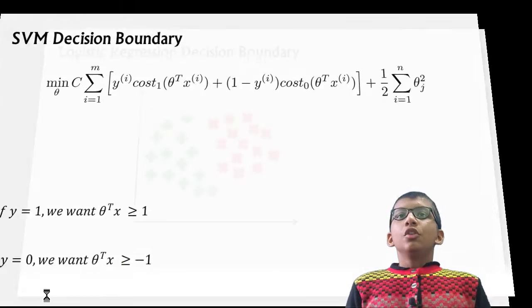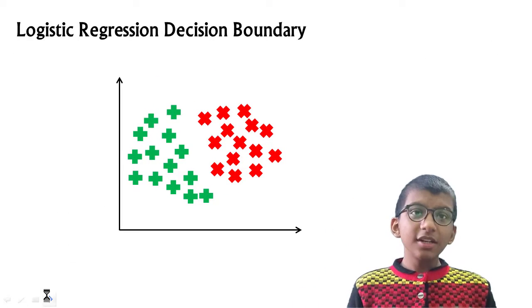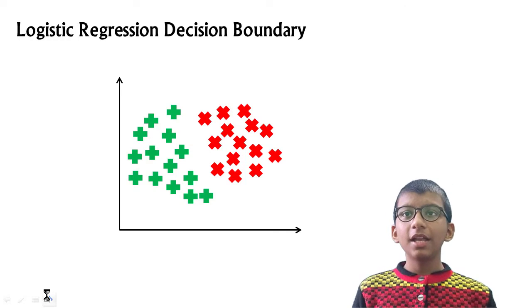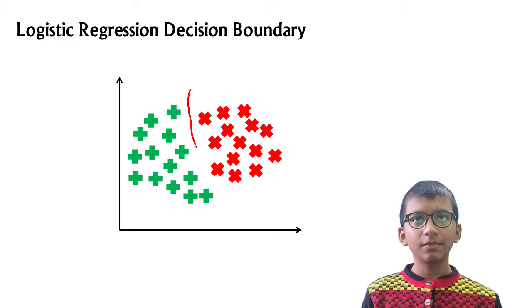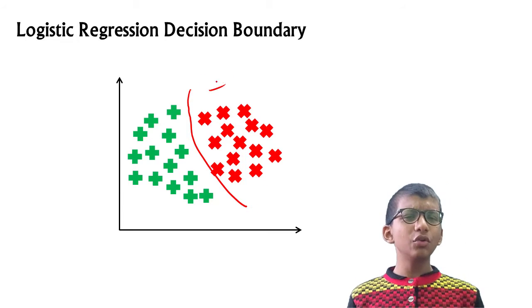So in the logistic regression decision boundary, we make something like this, and we don't have to worry about it.